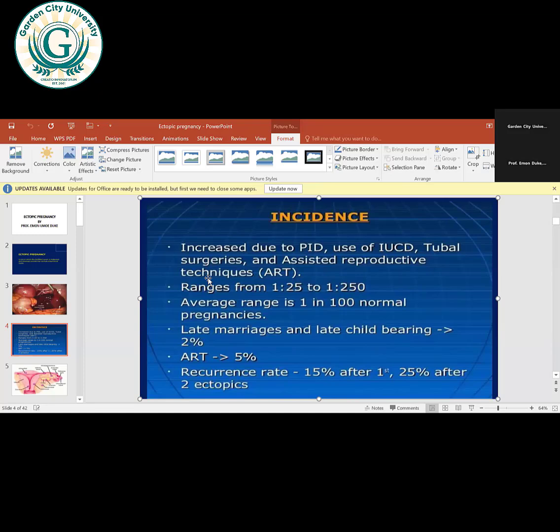Late marriages and late childbearing is 2%. ART is 5%. And then we are told that the recurrence rate is 15% after the first and 25% after 2 ectopics. There are cases where, depending on the condition, the person might have ectopic on both tubes.